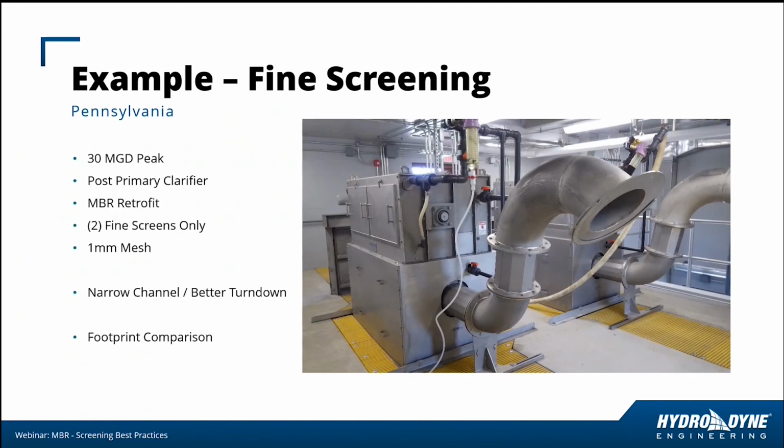I think we went to 30 MGD. And here's a picture of the actual screens. This is the top end of the vertical band screens. And this was post primary clarifier. So in this case, in this process, only one screening stage was used with redundancy in 2 screen equipment pieces. And the grid here was used as 1 millimeter mesh.